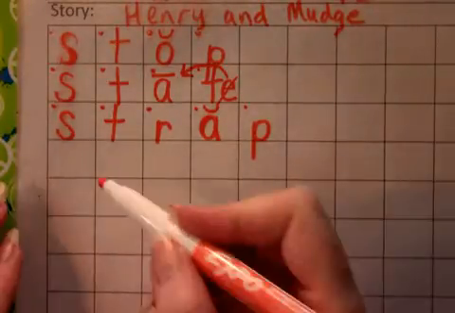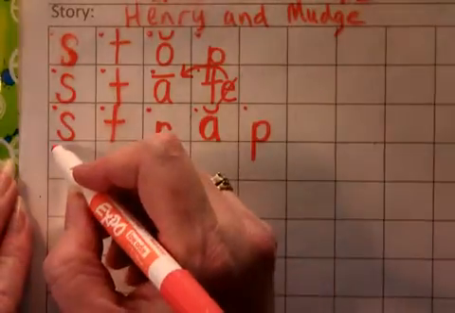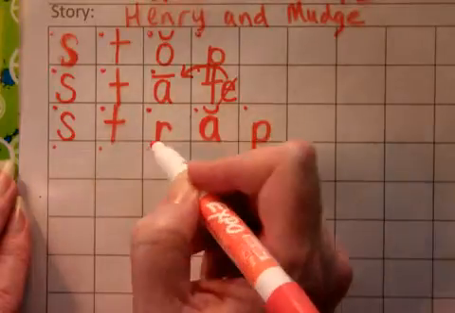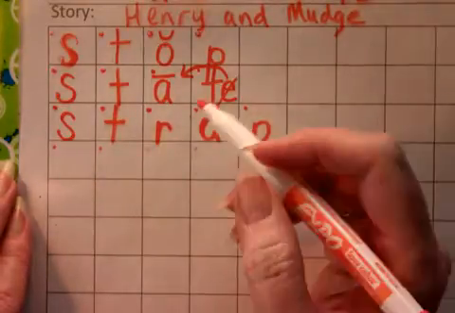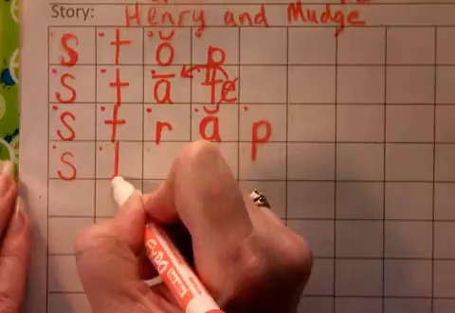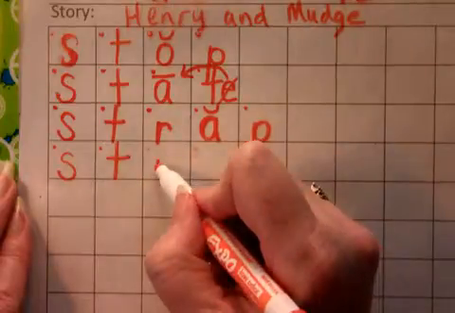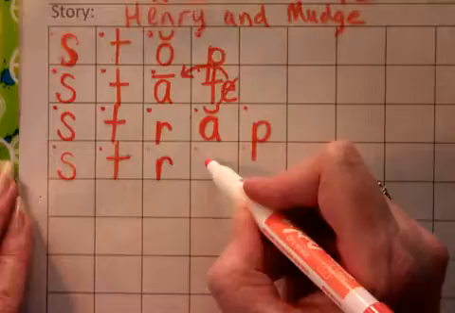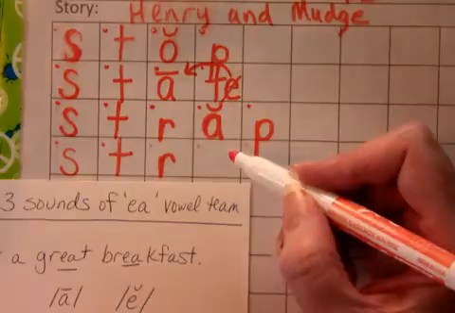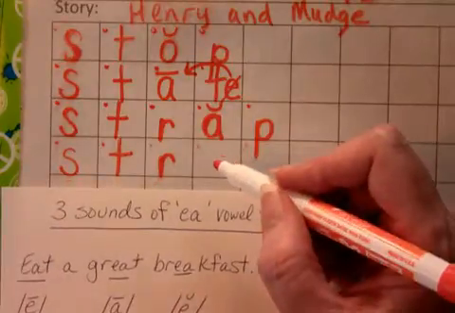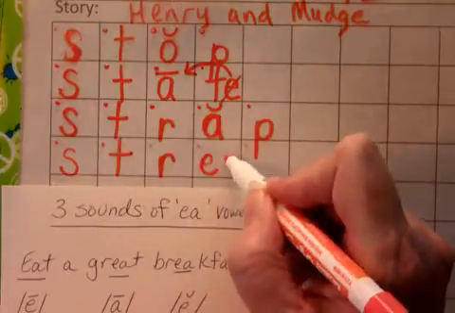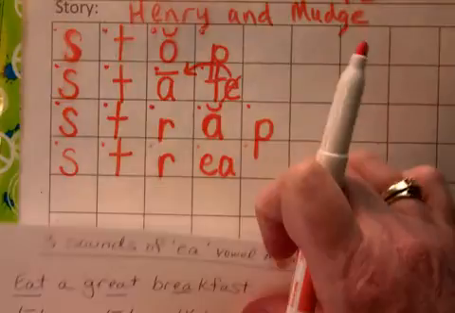So the word that we're going to do next is stream. I walked in the stream. Start from the top and go down. The word stream is spelled with an E-A. And it says E like in eat. Stream. It says one sound, so E-A goes in one box.